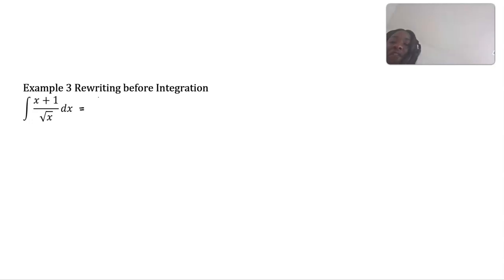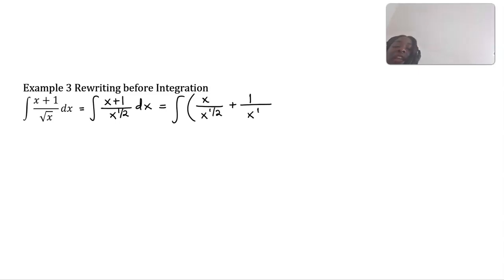So I'm going to start off and just replace that square root of x that's in the denominator with an x to the 1/2. And then I'm going to continue to simplify this by separating this into two separate fractions. I'm going to take it as the x in the numerator divided by the x to the 1/2 plus the 1 in the numerator divided by the x to the 1/2 dx.